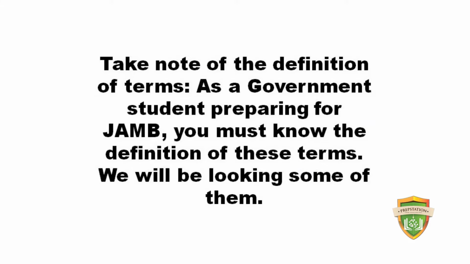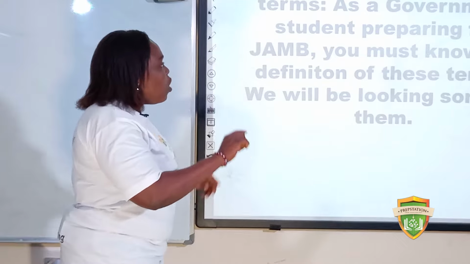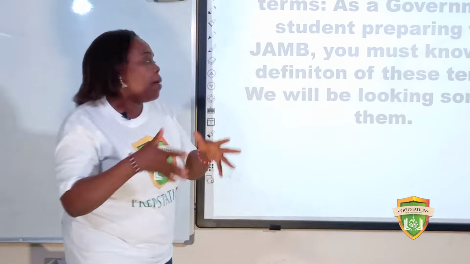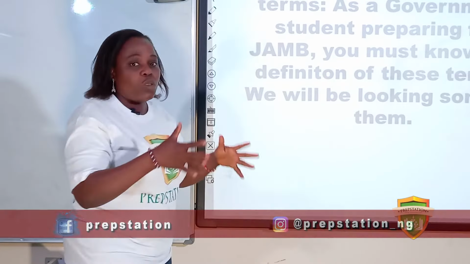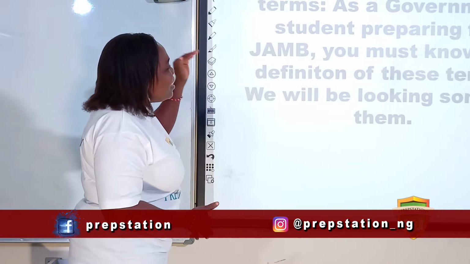Now, take note of definition of terms. What is government is a definition of term. You should be able to define government. Government is a body of persons that make and enforce law for the society or states. You should be able to define these terms.